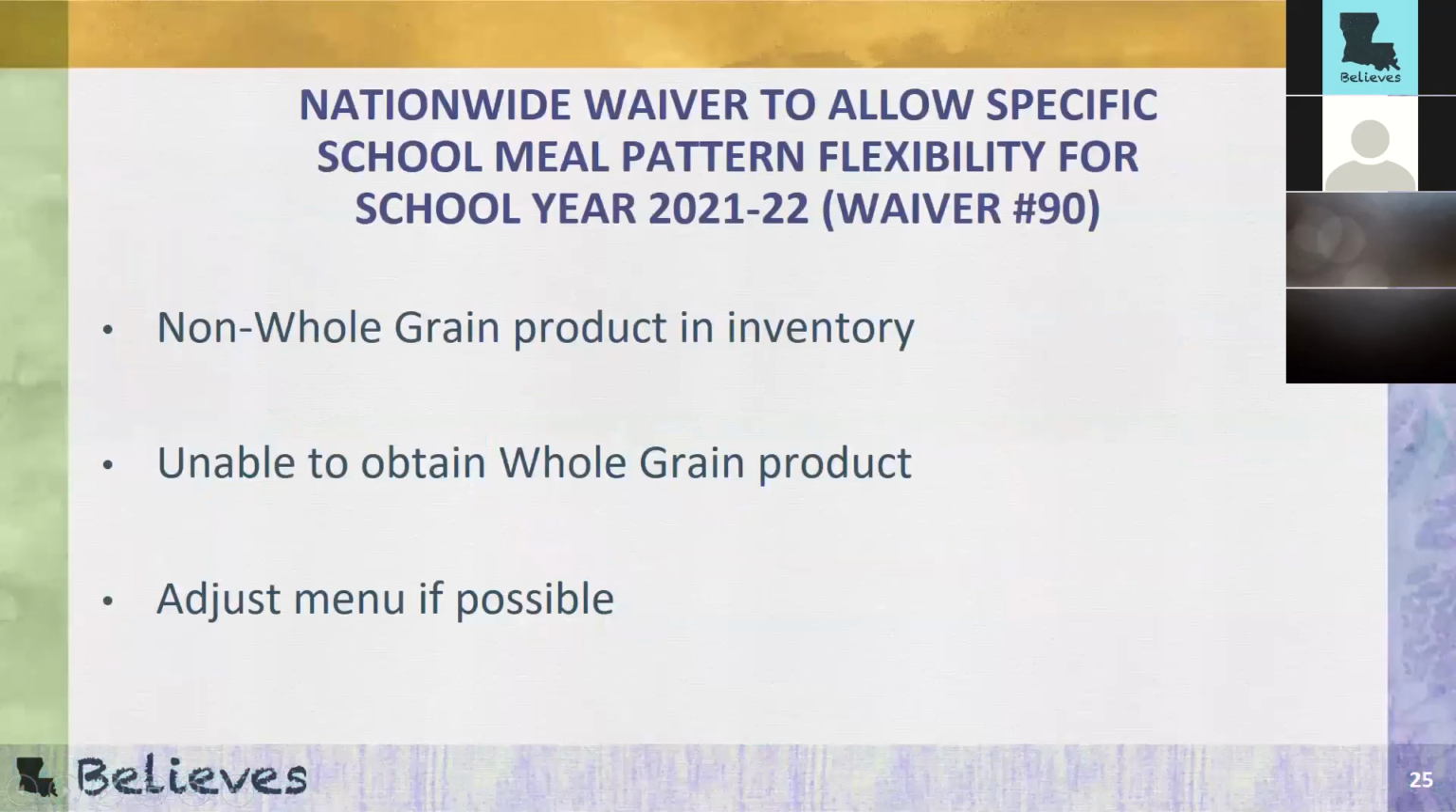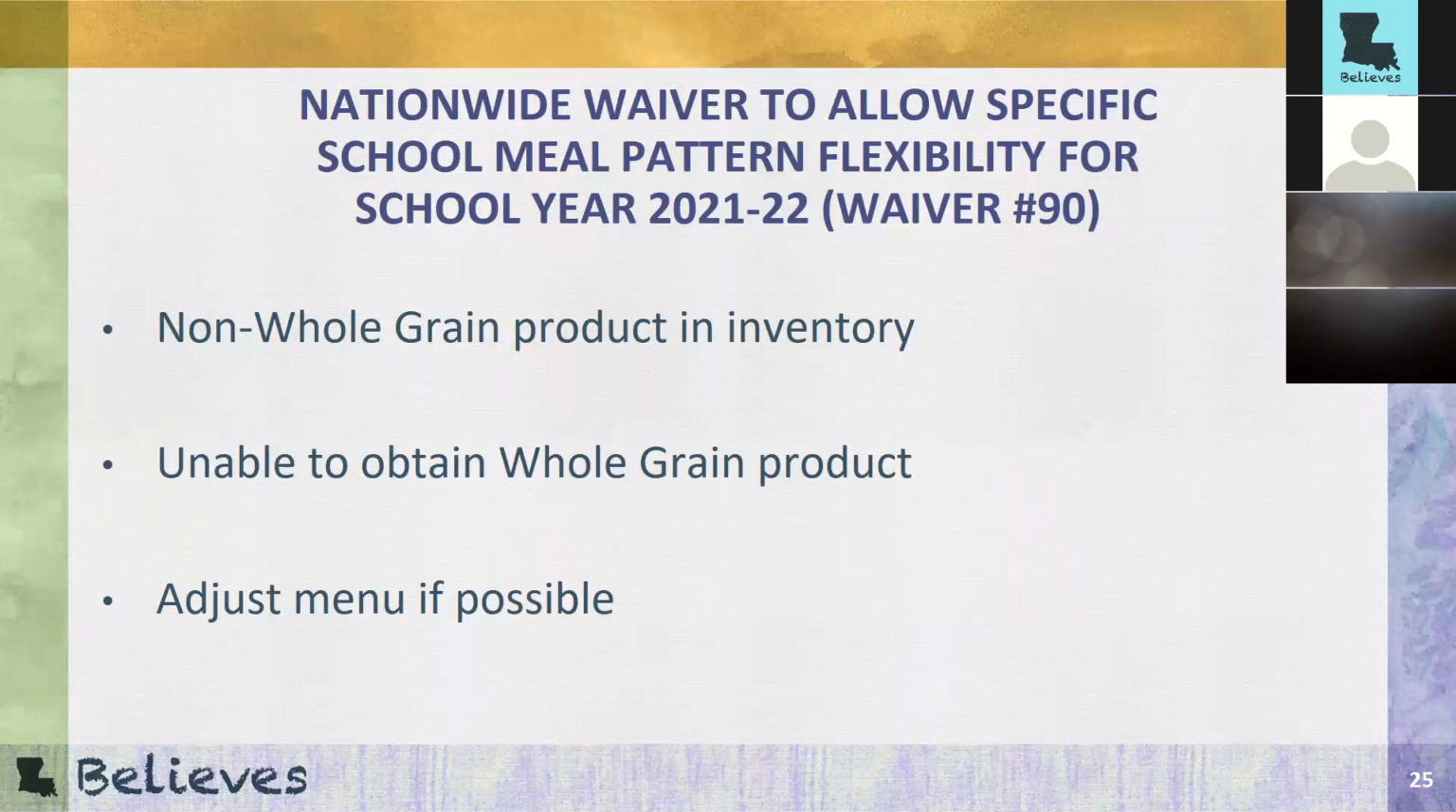And then comes COVID. And as everyone knows, there are certainly some supply chain issues that have come up, and it's harder and harder to get product, and it's harder and harder to get whole grain products. So due to this public health crisis, USDA issued a number of waivers to assist SFAs in providing nutritious meals to school children. Waiver number 90 allows for specific meal pattern flexibilities, including the flexibility that all grains be whole grain rich. The SFA has to show a demonstrated need to utilize this waiver, and schools must seek to meet the meal pattern requirements to the greatest extent possible.